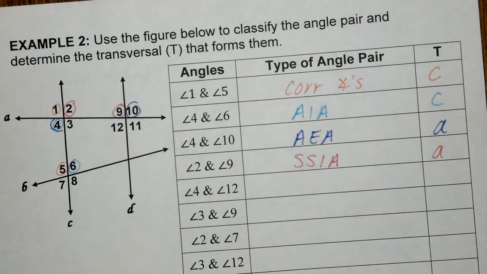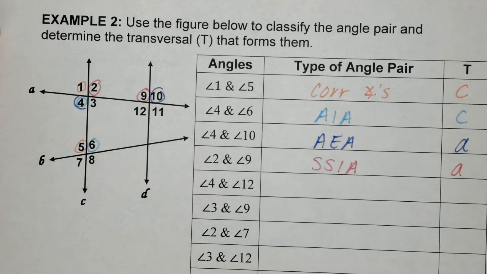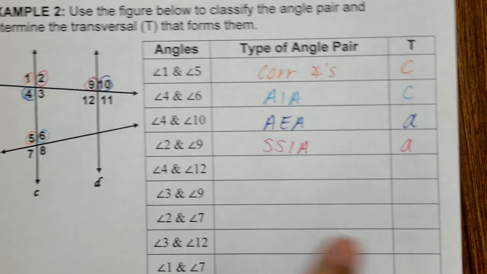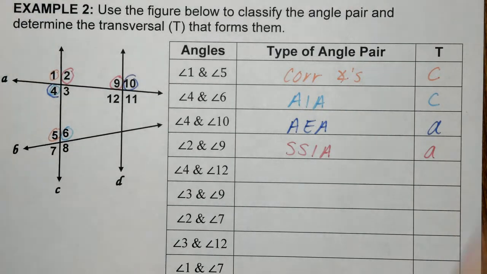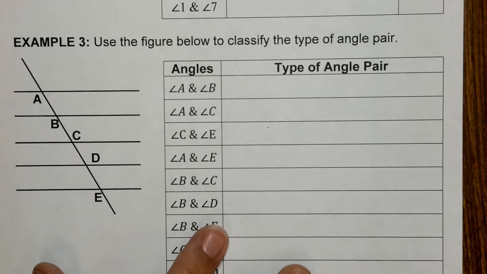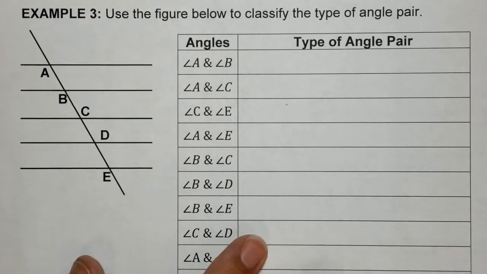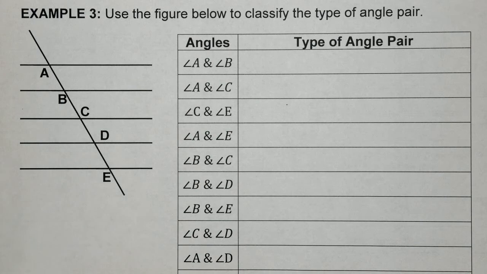The next several you're going to do on your own. And we will go over in class, make sure that you have what angle pair they are and what their transversal is. Now we're going to look at what happens if we have several different lines, another diagram to look at. Okay, I'm going to do about half of them with you, and then you will do the other half on your own.